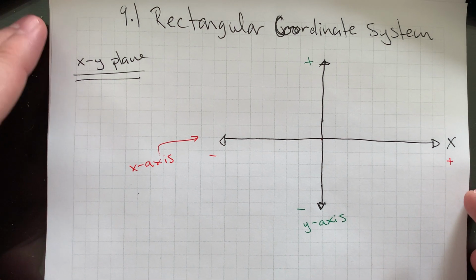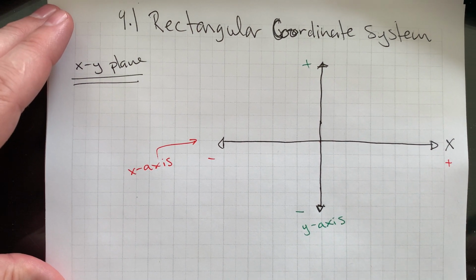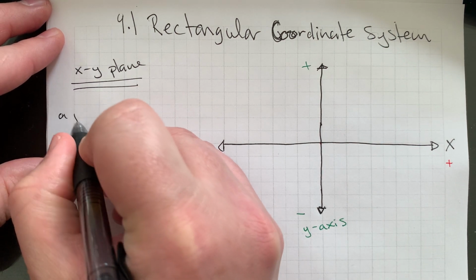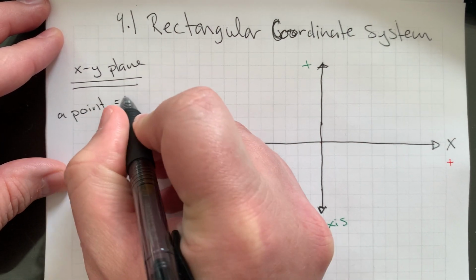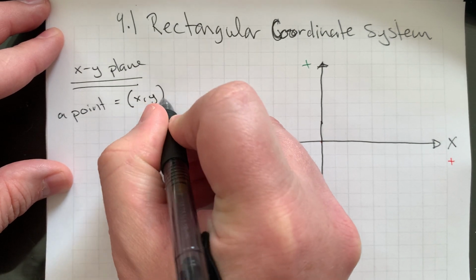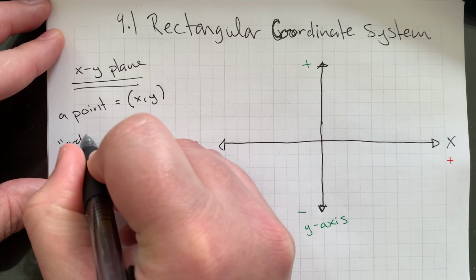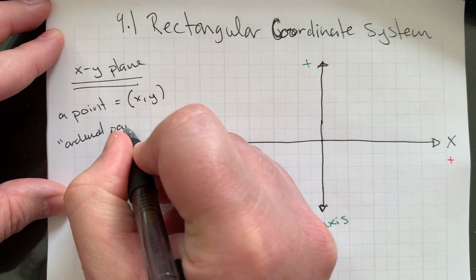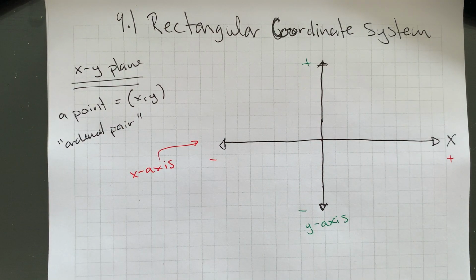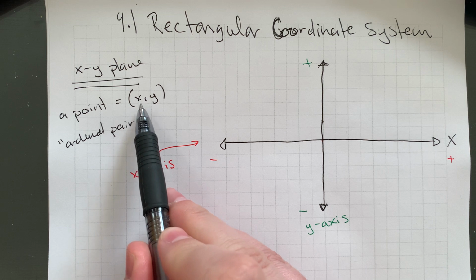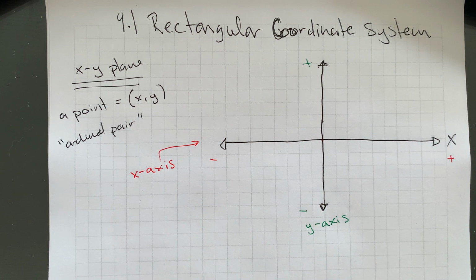And what happens here, the way that we would identify an individual point, this is what we're going to call an ordered pair. And it's going to be in parentheses the x value and then the y value. So the way this works, to be able to tell somebody and communicate where you are in this plane, this two-dimensional system, is you give an x coordinate and a y coordinate.